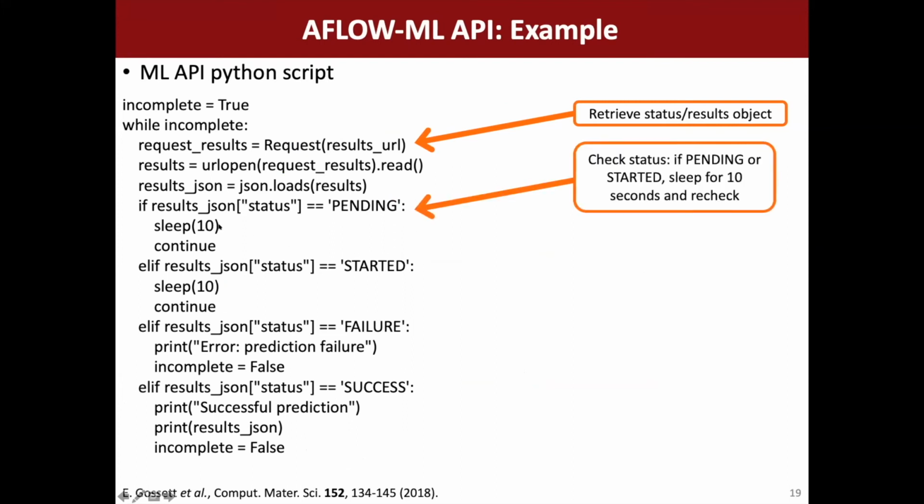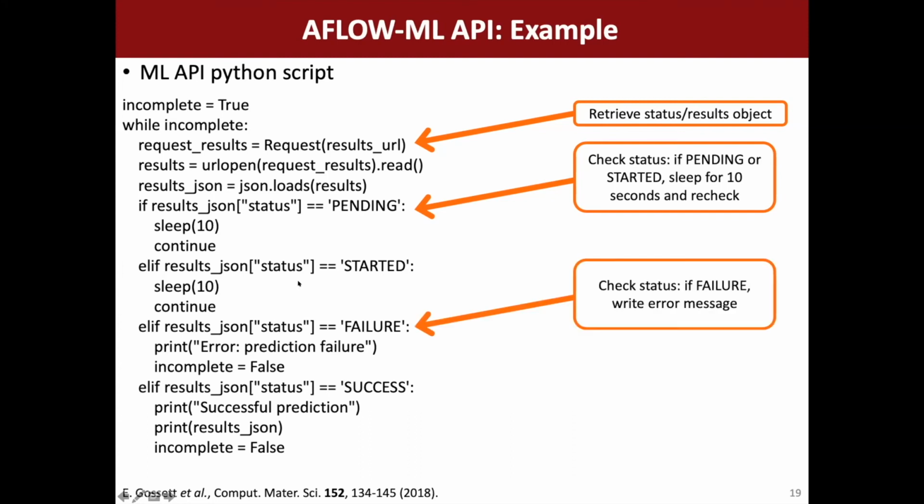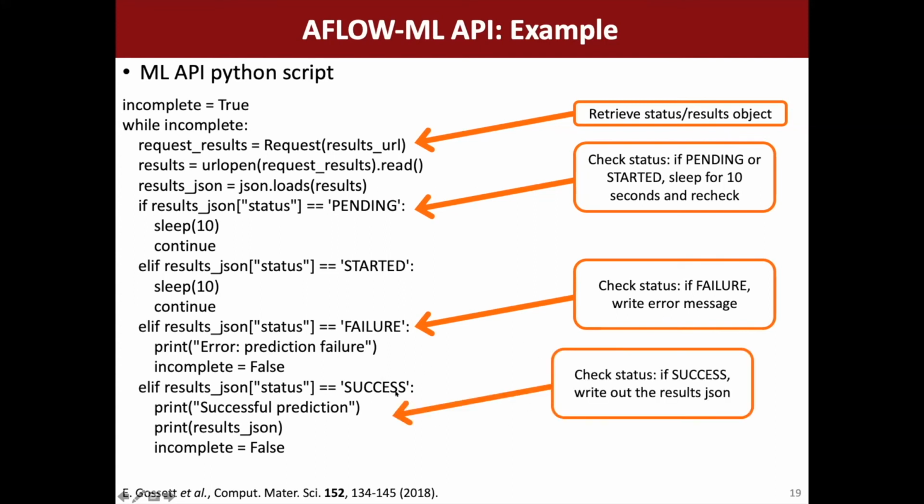It then checks what this status value is. If it's pending, it sleeps for 10 seconds and then continues, and it will basically go back up here and re-download the status object to see if it's finished or not. Same thing if it's started. If there's a failure, so if there's some kind of problem with the prediction, so maybe your postcar isn't formatted properly, for example, it prints that there's an error. And then finally, if it's successful, it's finished properly, here we print out the results. And here you can edit this to print out different values, or you can extract a specific value and use it in the workflow, etc.